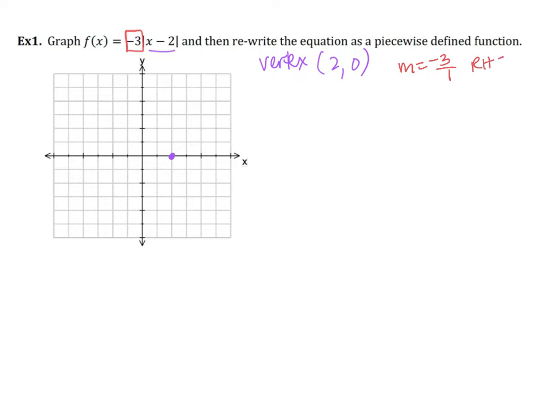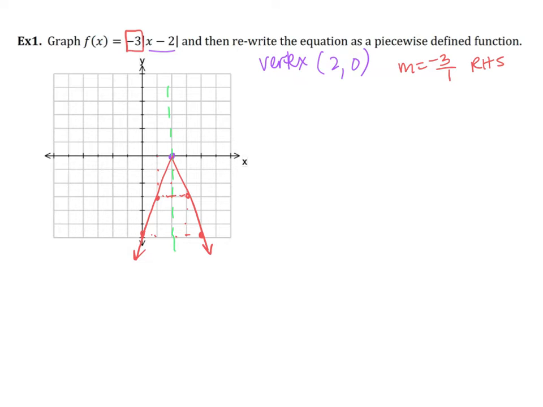Remember, from that vertex, you can go down or up that slope on the right-hand side only. If the slope is -3, I'm going to go down 3, right 1, down 3, right 1. So this is half of that absolute value graph. Then we have this reflection over the vertical line that goes through the vertex, so the other half would be over here on the left-hand side, the same distance away. So there's the graph of my equation.